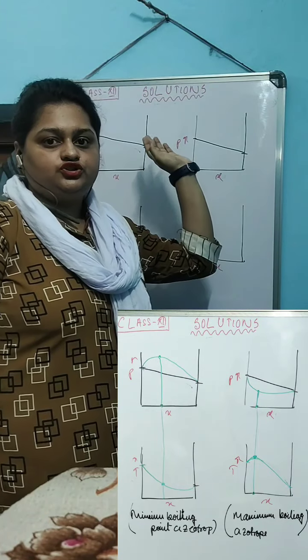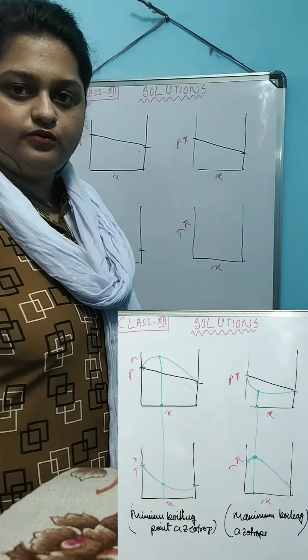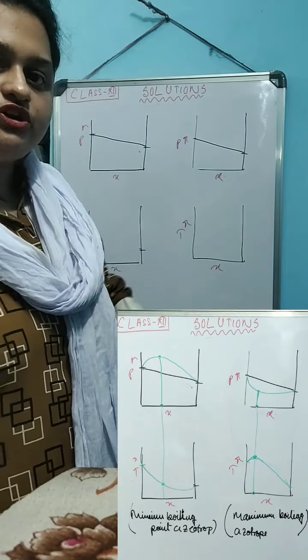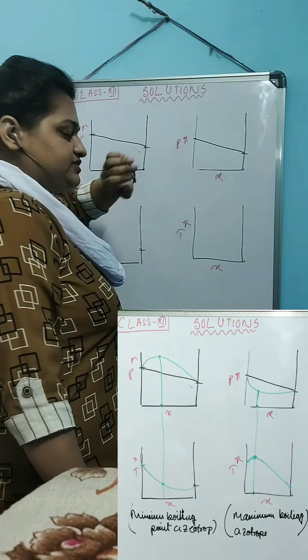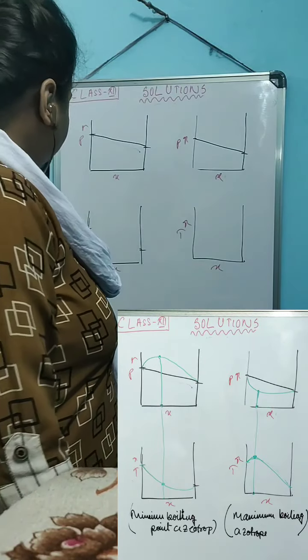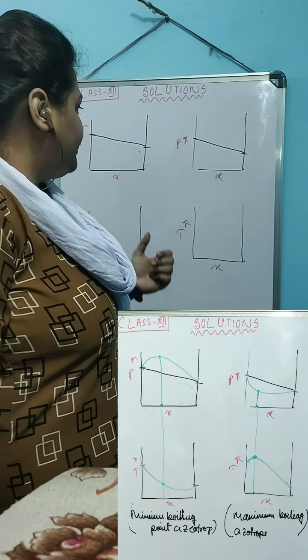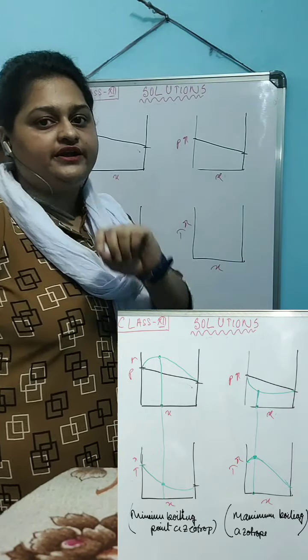It is the solution plot for Raoult's law, where this one represents the vapor pressure of the solvent and this one represents the vapor pressure of the solute. Now what is happening, this entire solution plot that I have drawn is on the basis of an ideal solution.